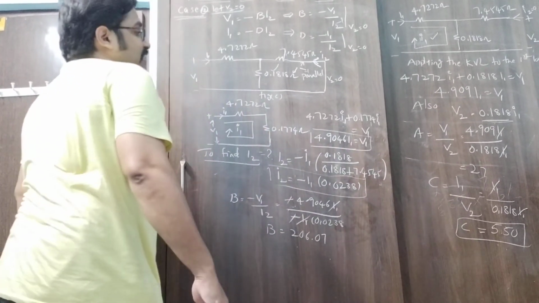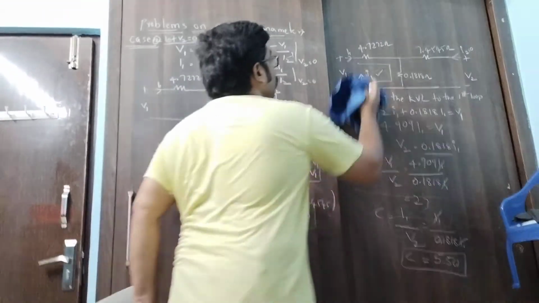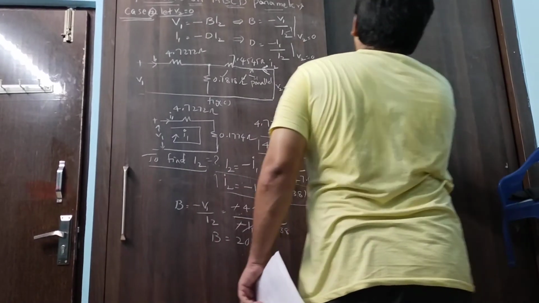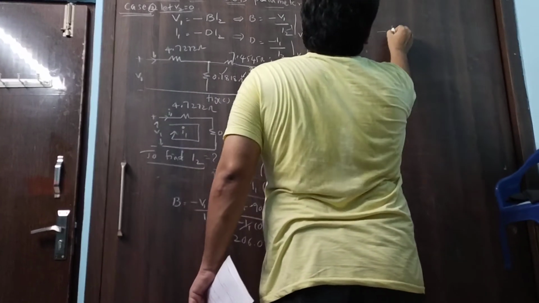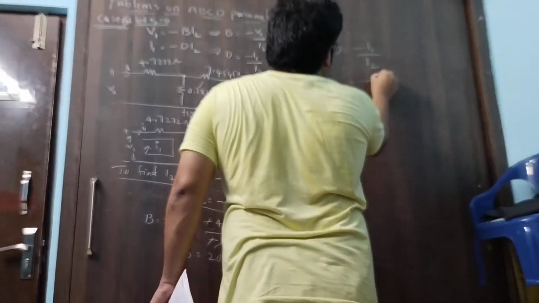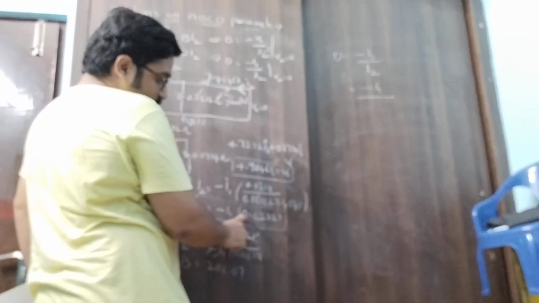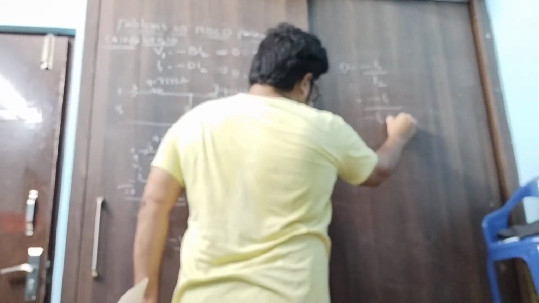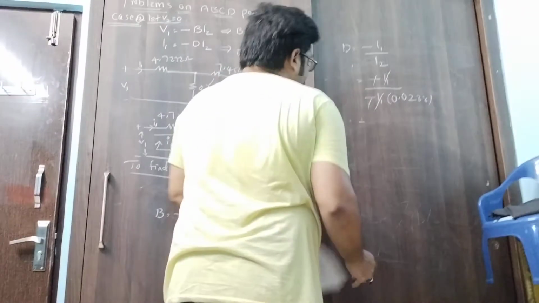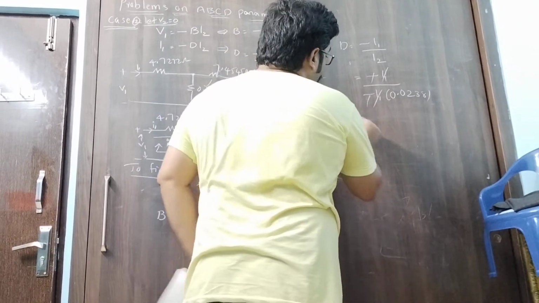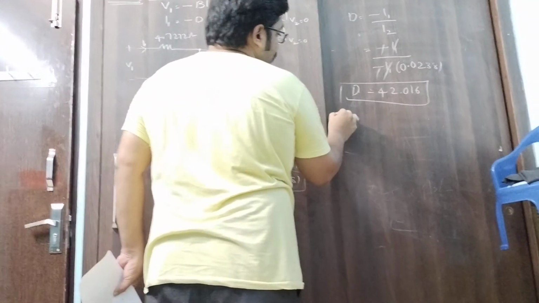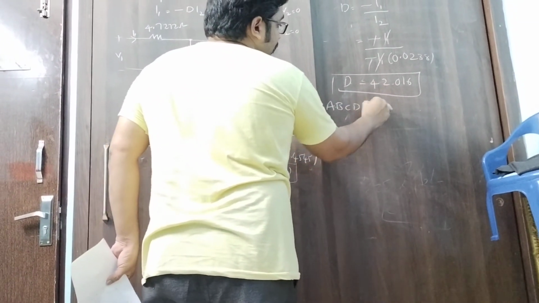At the same time, you need to calculate the value of D. How to calculate the value of D? D is equal to minus I1 divided by I2. So minus I1 divided by the value of I2, which is minus I1 into 0.0238. This and this, minus and minus, get cancelled. So the value of D will be 42.016.